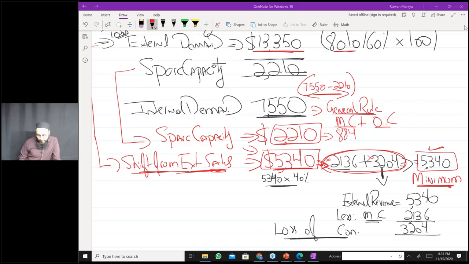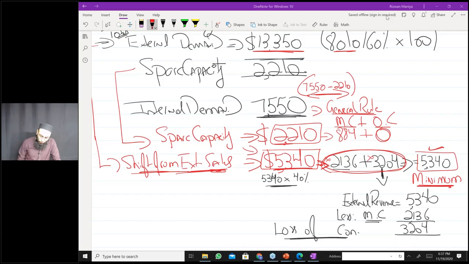So, are you losing anything by selling this to the internal division? The answer is yes or no? No, you're not losing anything, which means your opportunity cost here is how much? Your opportunity cost here is how much, guys? Tell me. It's zero. Agreed? Your opportunity cost here is zero.